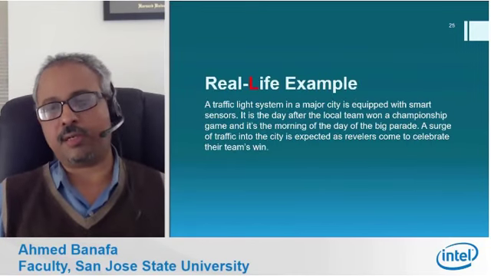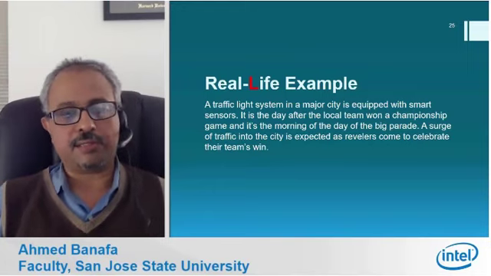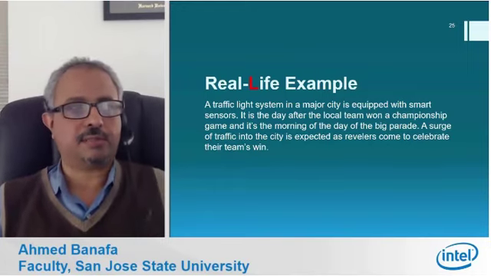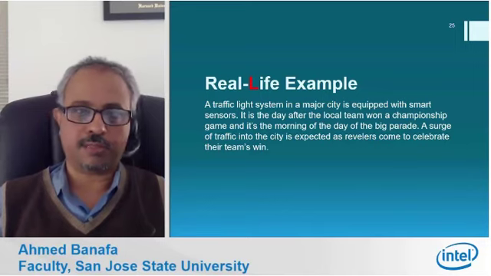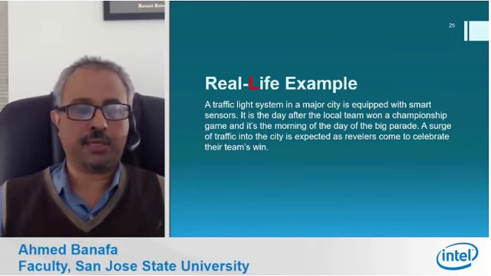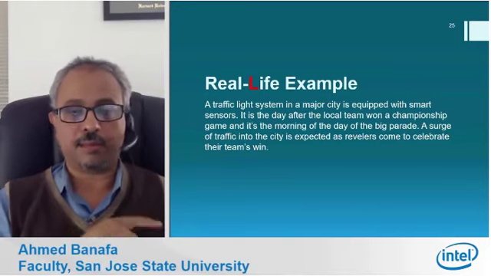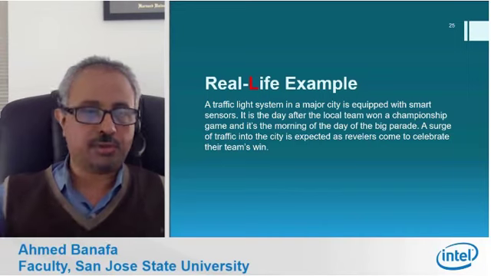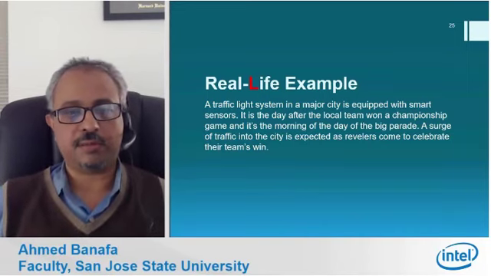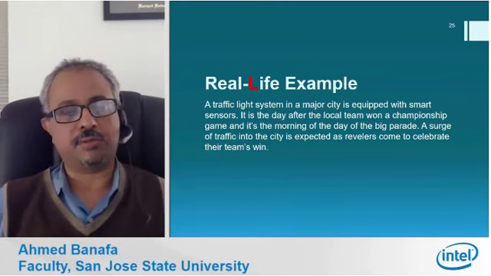So here's a real life example that will make it much easier for us to understand. A traffic light system in a major city is equipped with smart sensors. So that's the first component of the IoT. Now the local team won the championship of a game, and it is the morning of the parade. A surge in traffic into the city is expected, celebrations, and everybody is coming there to celebrate their team.